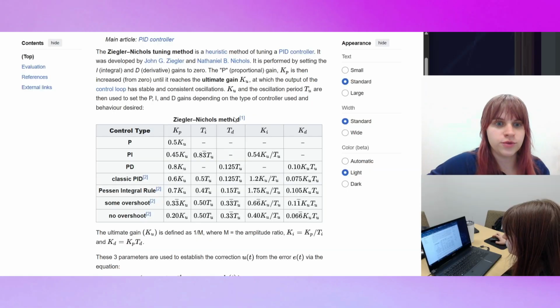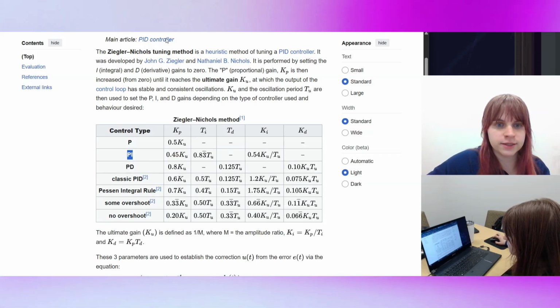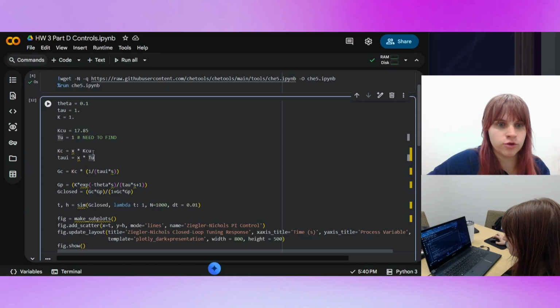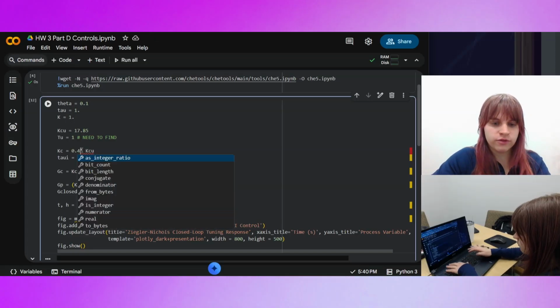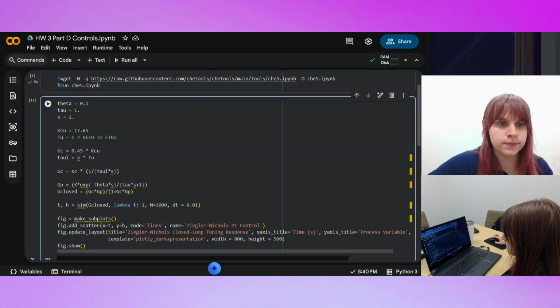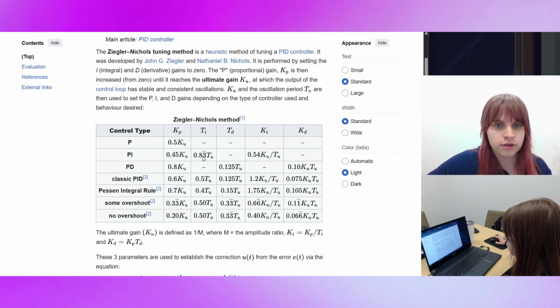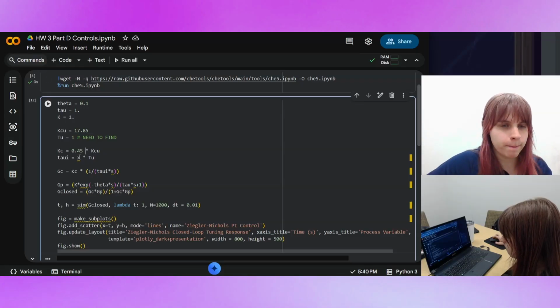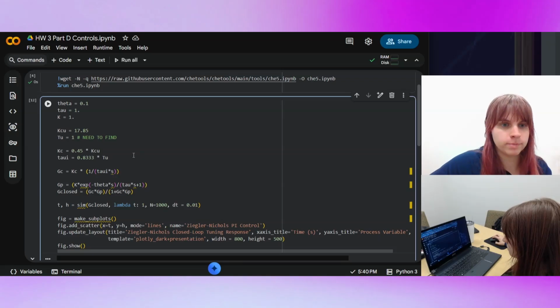I'm just going to use Wikipedia as my reference, but our control type is a PI controller. Our Kp is 0.45 times Ku, which is our Kcu. So we have 0.45 times Kcu. And then for our integral controller, we have 0.8333 times our Tu. So I'm just going to do that.